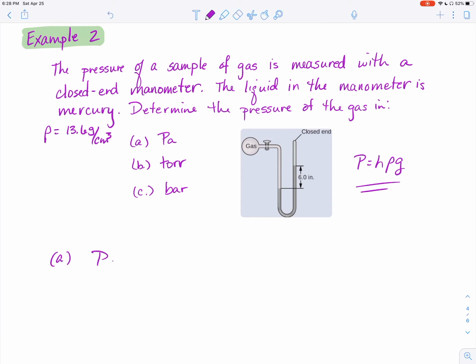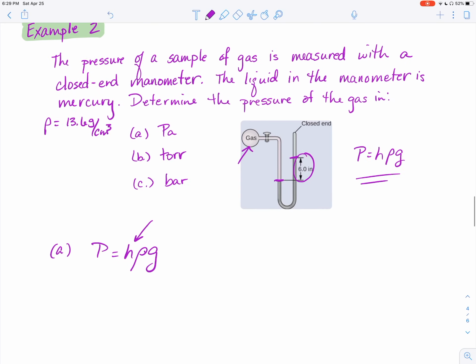And so the pressure is going to be the height. So the height we're going to use actually is the height here. So we're trying to find the pressure of this gas. And remember, we're using the height that's the difference between the left and the right tube on the manometer, which is 6.0 inches. Well, to be able to plug into this equation, we're going to have to figure this out in meters, because remember, our gravity value is in meters as well.